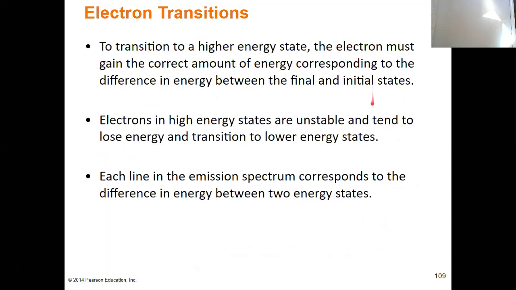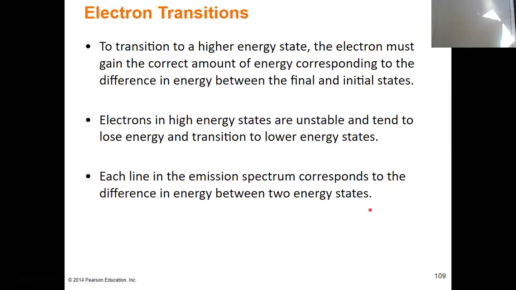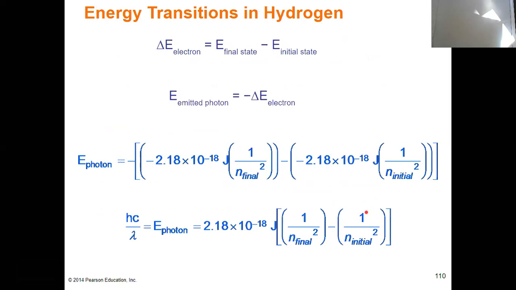All right, so a lot of this is what I just said. Here's an interesting fact though. Each line in that emission spectrum that we were looking at earlier corresponds to a difference in energy levels between the two states. We kind of looked at that in the picture of the different wavelengths that were being emitted as the electrons transitioned down energy levels. So this right here is how we track energy transitions, in this case in a hydrogen atom. All right, so that's our standard.